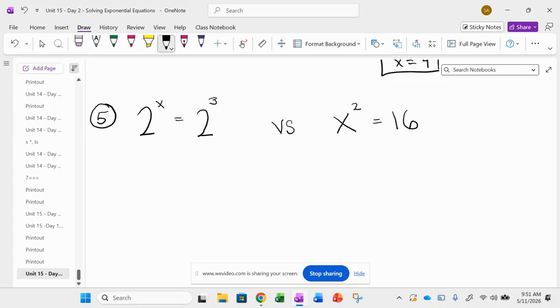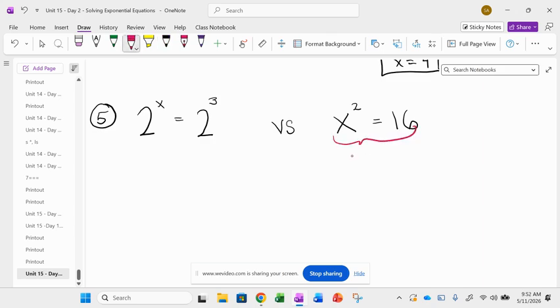But in a scenario like this, x squared equals 16, I know what the exponent is. Since I know my exponent is squared, is it okay to have a negative base? Yes. So it is absolutely okay to have a negative base in this scenario. Is it okay to have a negative base in this scenario? No.